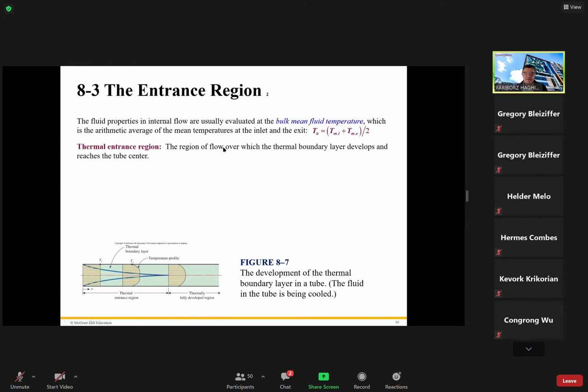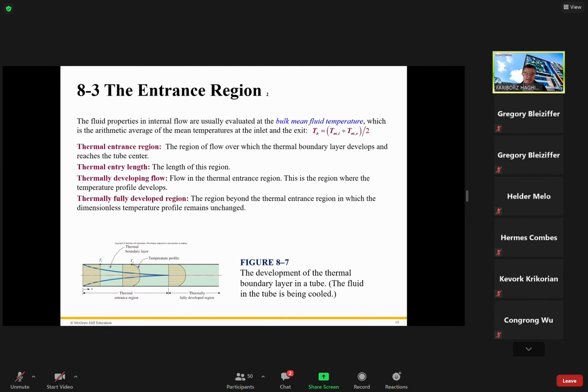Thermal entrance region is the region of the flow for which the thermal boundary layer develops, which we discussed before. We mentioned what is fully developed and developing. We have to make sure that we really understand these definitions, because the correlations we use are different for the entrance region and so on. We had it for the velocity before, and this is for the thermal. The same discussion about velocity development also applies to the temperature profile. Therefore, we have the thermal entrance region, thermal entry length, and thermally developed flow.